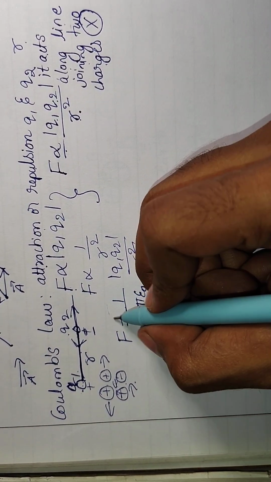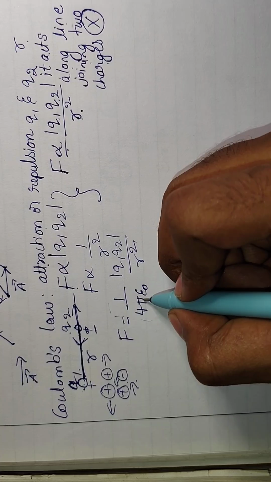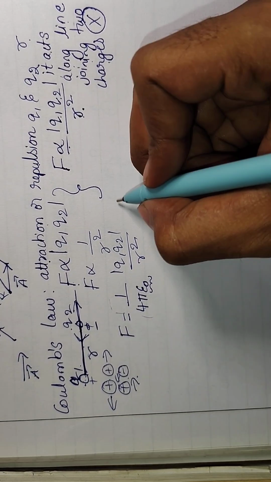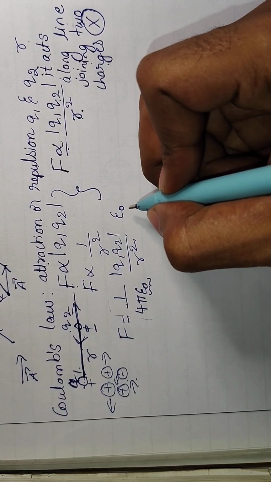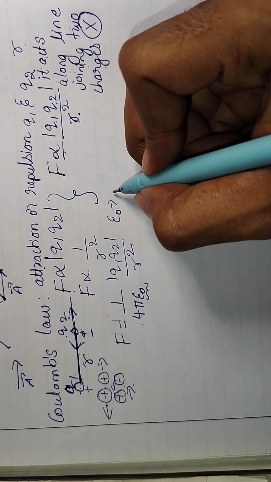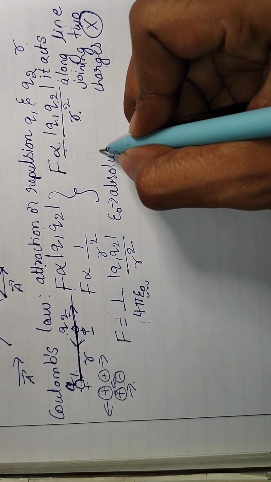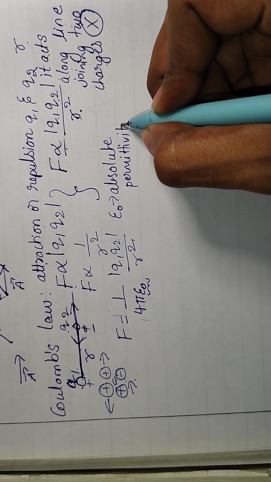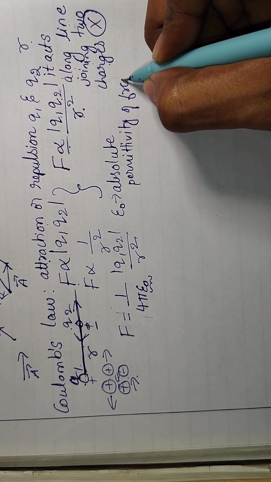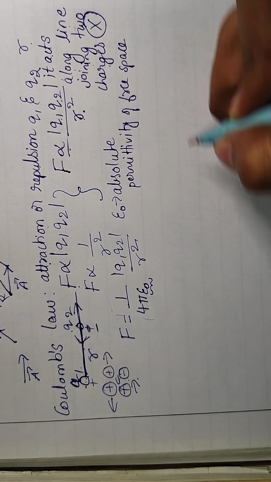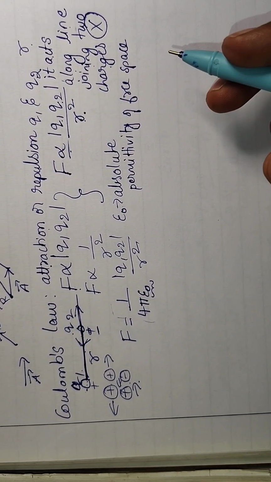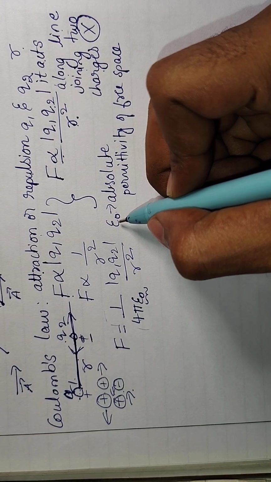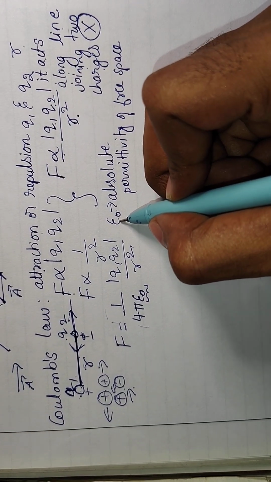In this proportionality constant, this 1 by 4 pi is numbers, but there is one special character here, that is epsilon naught. This epsilon naught is known as the absolute permittivity of free space. With learning the first part of your textbook, you will get to know what this epsilon naught is. So for the time being, just remember this name.